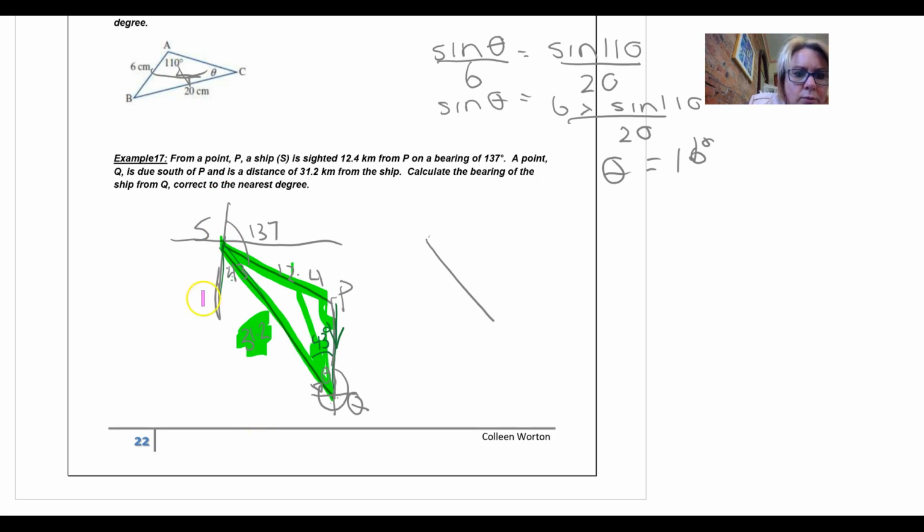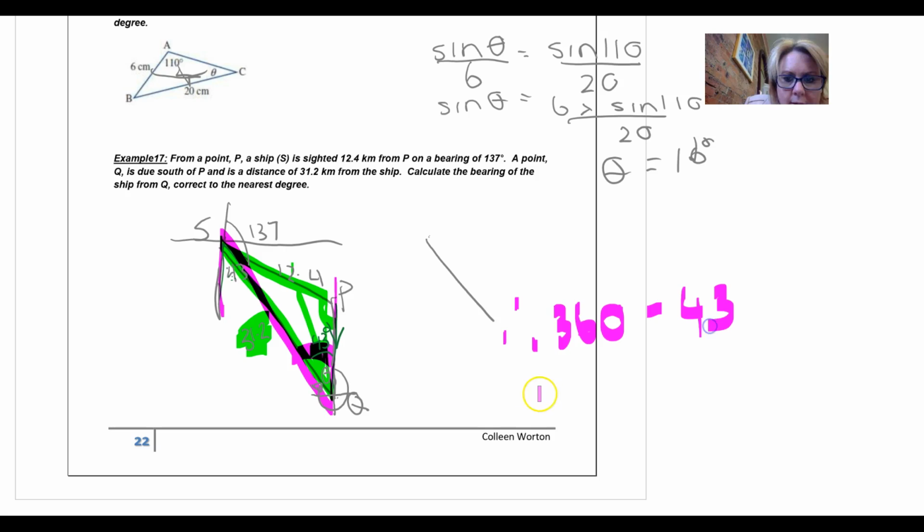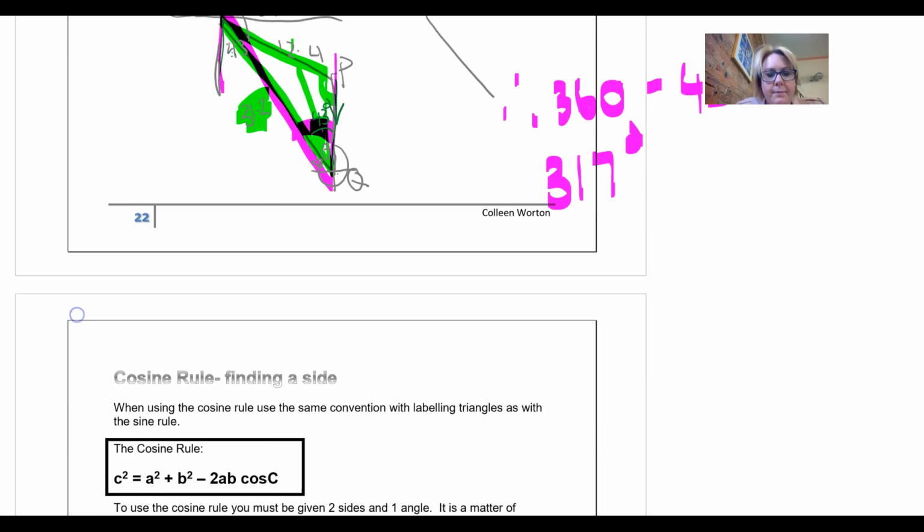Because of alternate angles, I've worked out that's 43, so therefore the bearing is 360 minus 43, which is 317. I don't think you need me to do another example like that. I think you'll be fine.